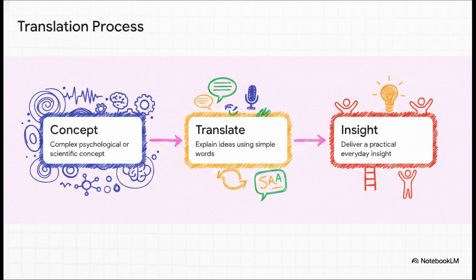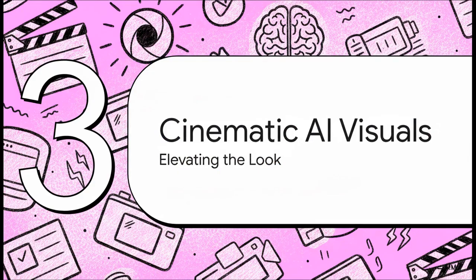All right, Section 3, cinematic visuals through AI. Let's talk about elevating the look of your content. So, with a beautifully simplified script in your hands, you now need visuals that absolutely refuse to let the audience look away.